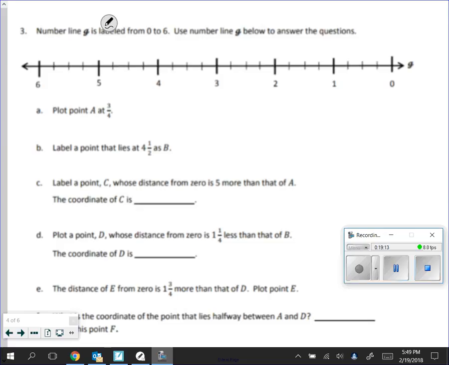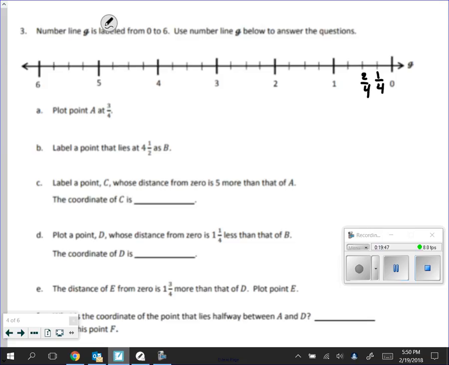Number line G, and all they did was just number line G. It has the line labeled from 0 to 6. So it's already been labeled and it's going backwards. Use number line G below to answer the questions. So plot point A at 3/4. What we need to really do is label the hashes, because that's really the best thing to do.